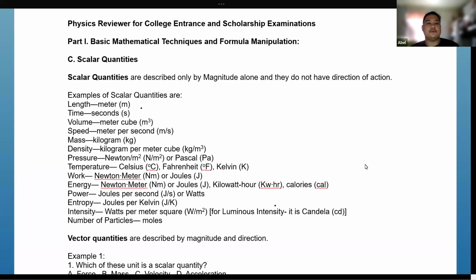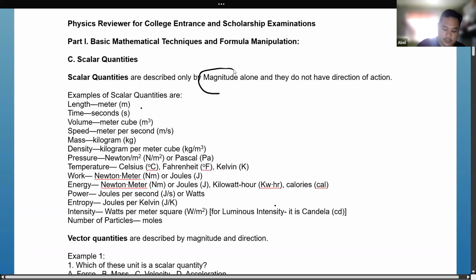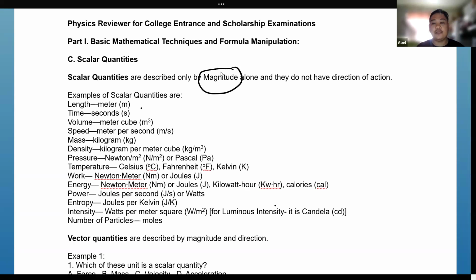Okay, so next, we are now tackling the scalar quantities. Again, we are in part one for physics review, which is the basic mathematical techniques and formula manipulation. So what is a scalar quantity? A scalar quantity is described only by magnitude alone. So there's only a need to have the magnitude, and they do not have a direction of action.